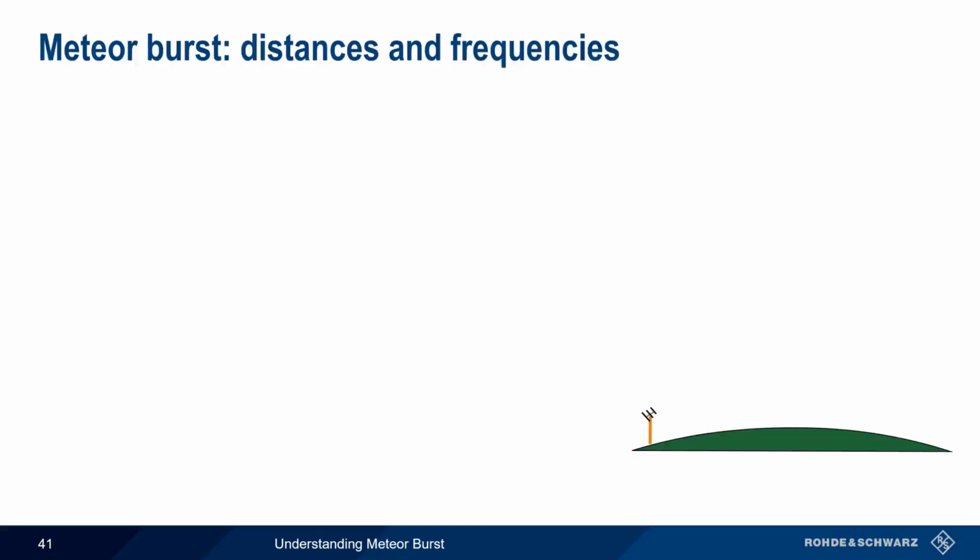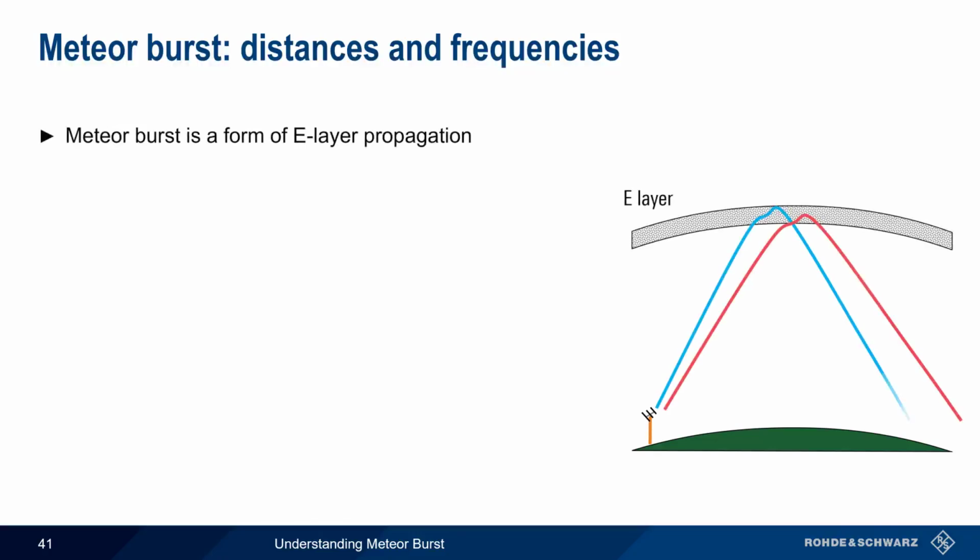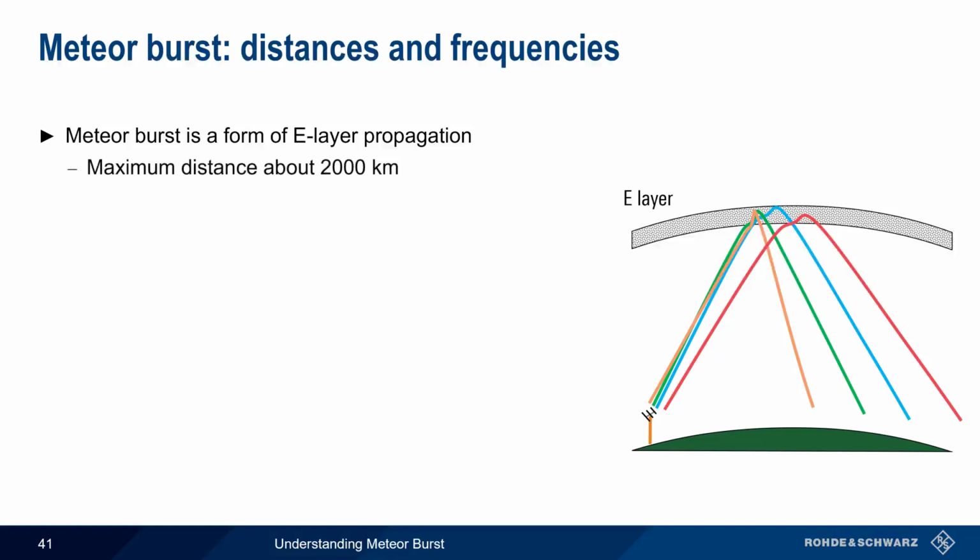The achievable distances and usable frequencies are also important considerations for meteor burst communications. Since meteor burst is a form of ionospheric E-layer propagation, the achievable distances are largely a function of the height of the E-layer. Maximum distances for meteor burst can be up to about 2,000 kilometers, but there's also a minimum distance of about 500 kilometers. This skip zone is similar to that seen in HF skywave communications.